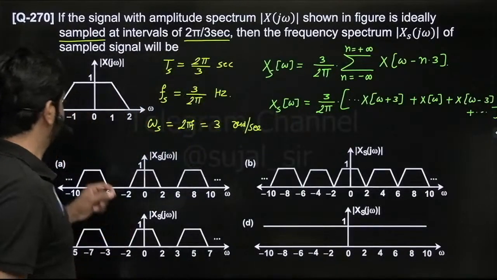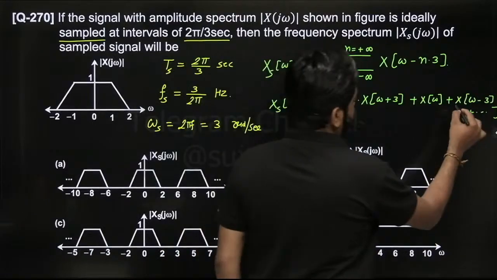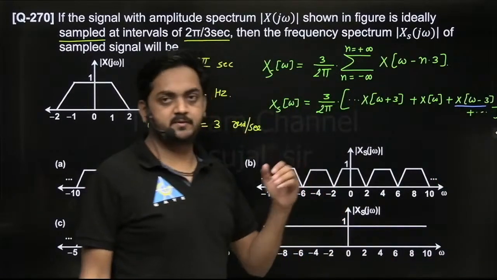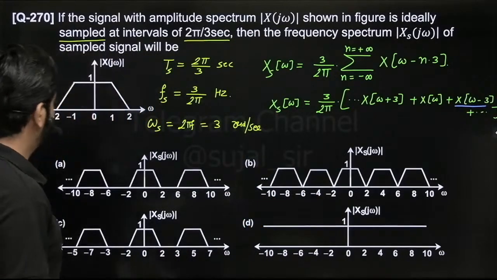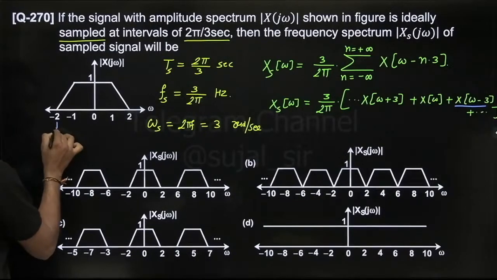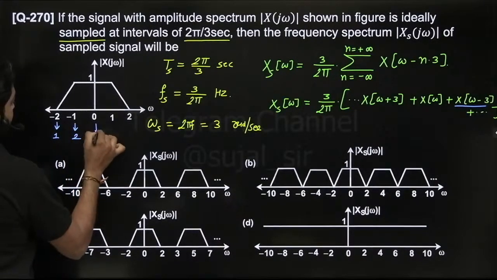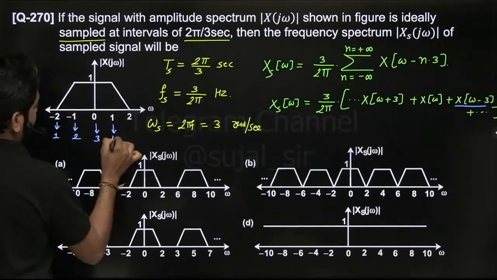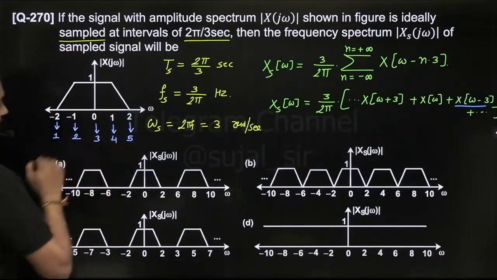Okay, so first is x of omega, then you have to add x of omega minus 3. So first of all, you have to shift x of omega right side by 3 units, and then add. If you shift right side by 3 units, simply you have to add 3. So here this is 1, this is 2, this is 3, then this will be at 4, and this point will be at 5. Okay, between 1 and 5.